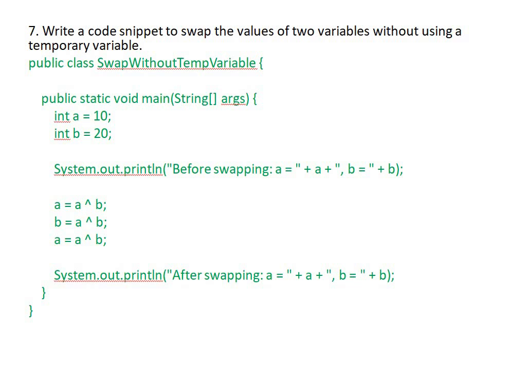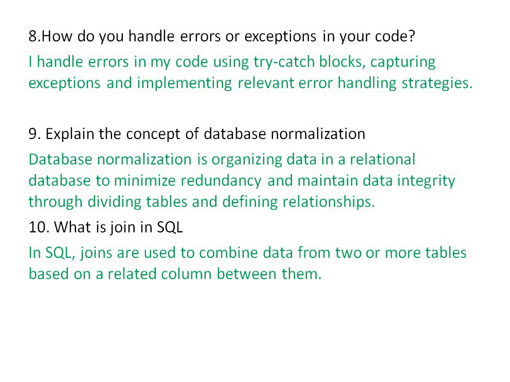So in this case, I have used the XOR operation. If you want, you can use any other operation and try to perform the swapping between the two variables without using the temporary variable. And next question, how do you handle errors or exceptions in your code? Instead of just telling I use exception handling, try to elaborate it more. Like, I handle errors in my code using try-catch blocks, capturing the exceptions and implementing relevant error handling strategies.